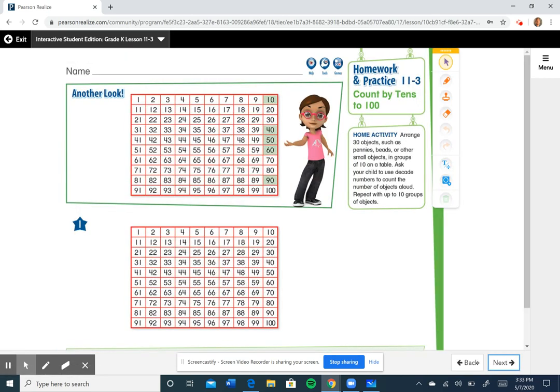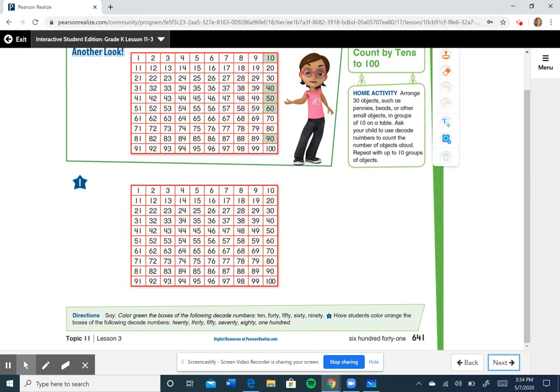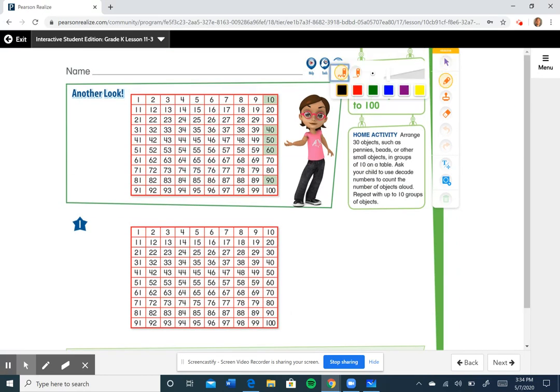Okay. Now we'll do this page together. It says, number 1, have students color orange the boxes the following decade numbers. Now remember, the decade numbers are the tens with the 0 in the tens place. So you need to color the ones orange that are 10. And I don't have an orange. And the closest thing I probably have is a red. So we're just going to use red, okay?